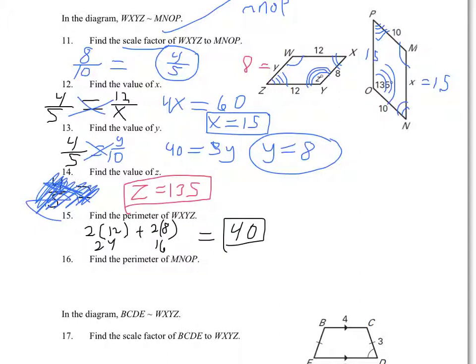So add up all of those. You got 2 10s, which is 20, you got 2 15s, which is 30, and so 50.